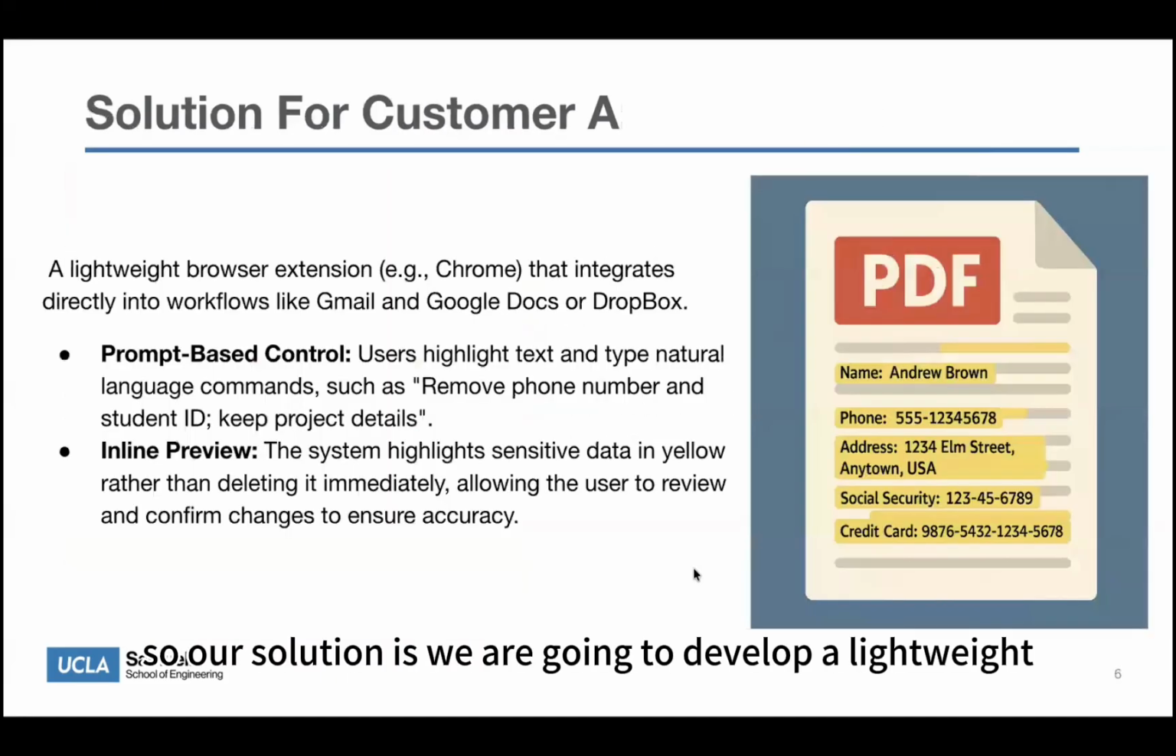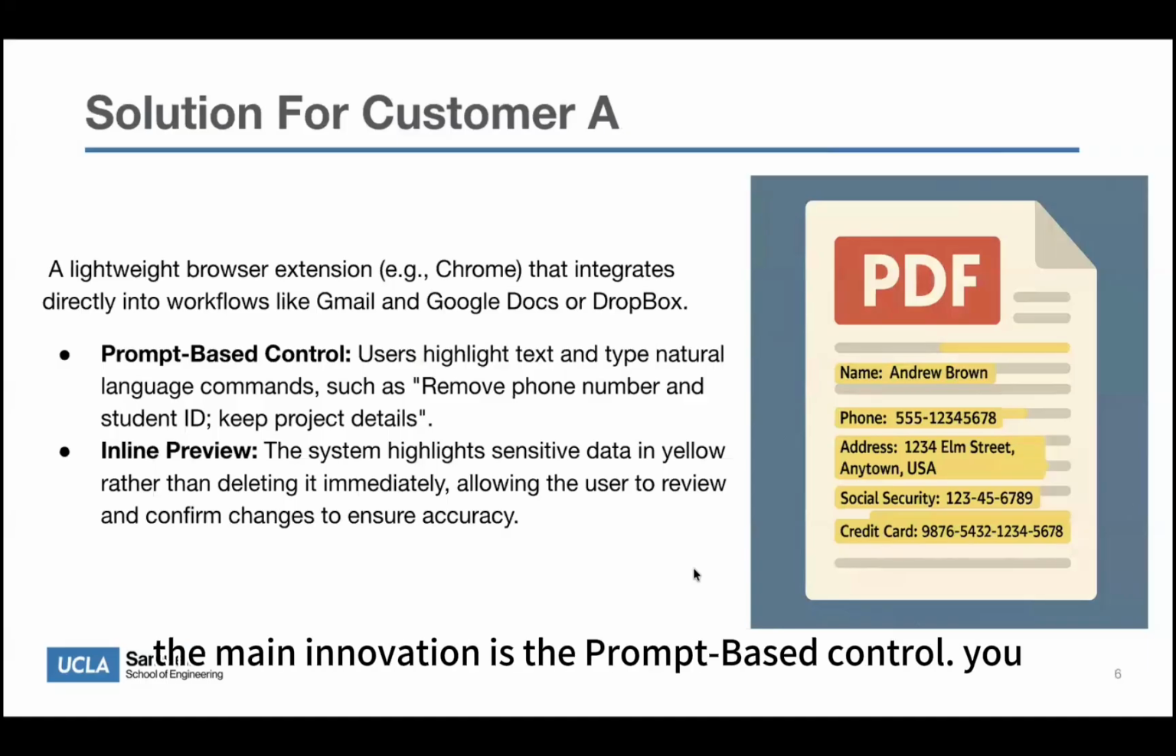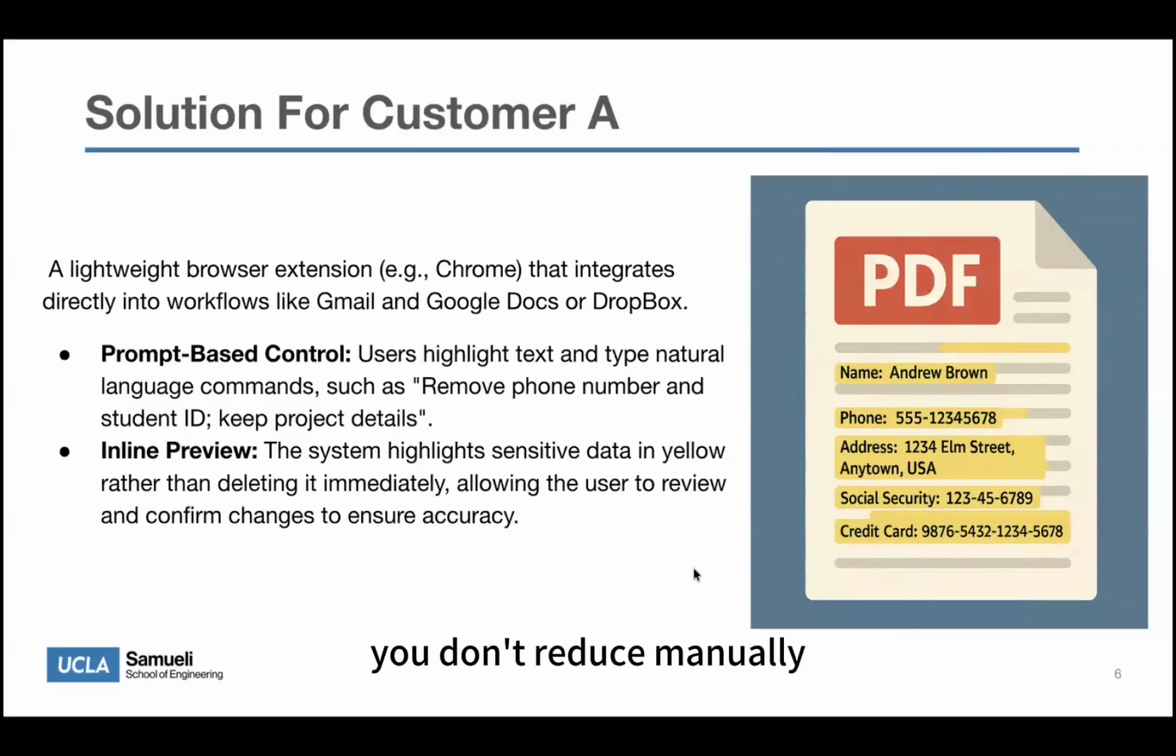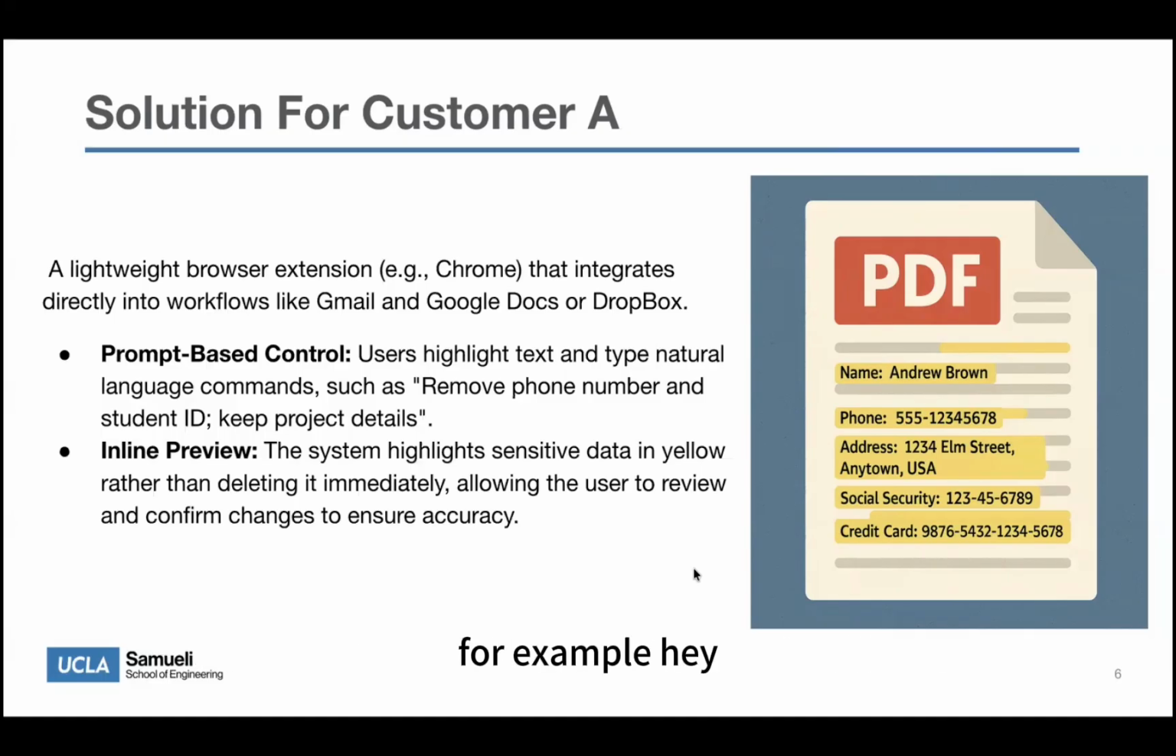So our solution is we are going to develop a lightweight browser extension, no complicated installation. It's right in Gmail and Google Docs or other things like Dropbox. The main innovation is the prompt-based control. You don't redact manually, you just tell AI what to do, using natural language. For example, hey, remove the phone number from me.